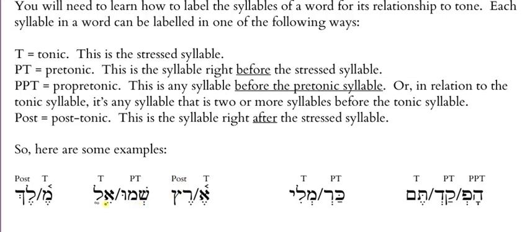I have Shmuel. Again, no overt accent mark over here, so I assume final syllable stress. The final syllable stress is the tonic syllable, and that means the one before must be pretonic. Shmuel. Accent that final syllable. And then Melech has two syllables, overt accent mark over the first one, so that's tonic, and therefore the one after must be post-tonic. Okay? So that's some help with knowing how to divide your syllables.